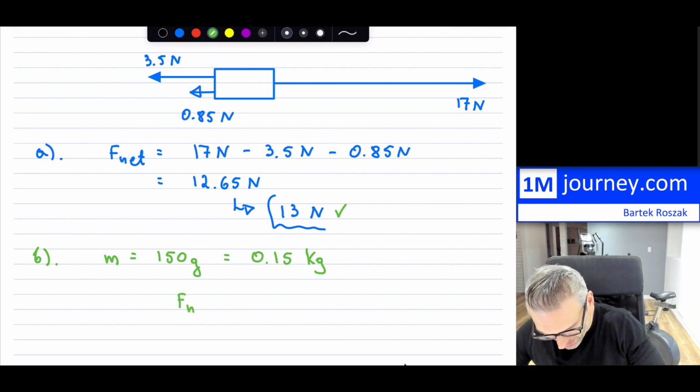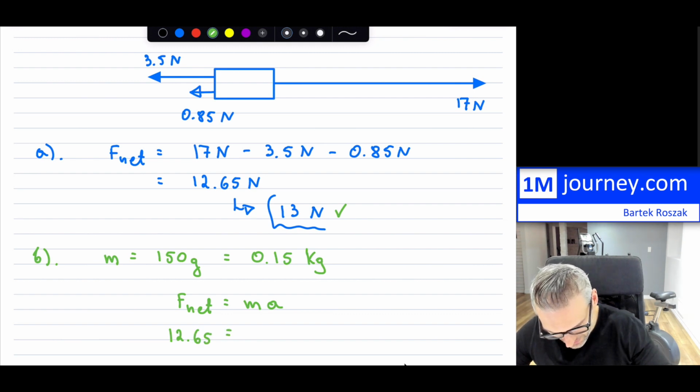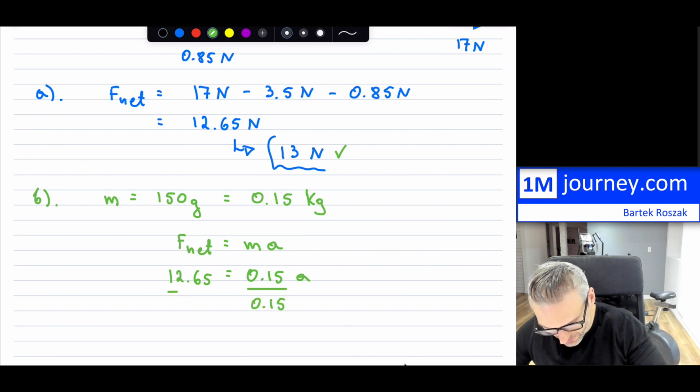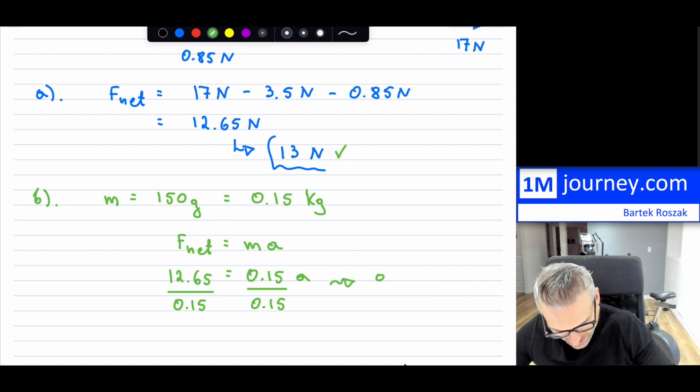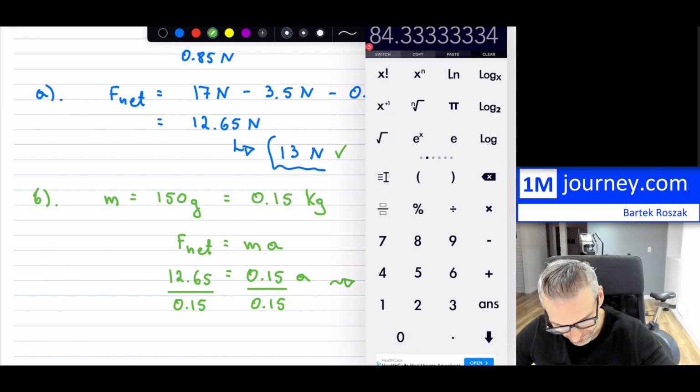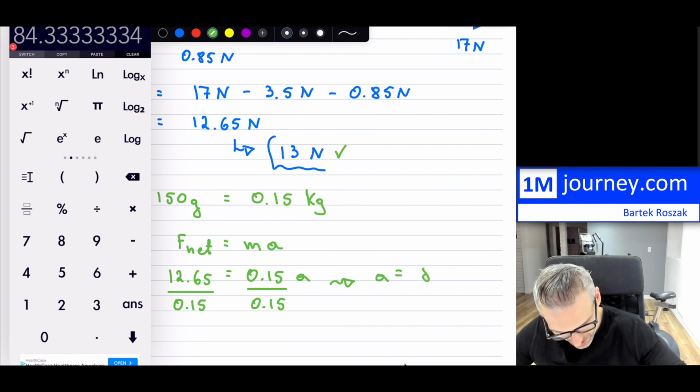You'll have F net is equal to mass times acceleration. This comes from Newton's second law. I'm going to use the unrounded figures here. So 12.65, and my mass is 0.15. Now I can solve for the acceleration. If you divide both sides by 0.15, you're going to get exactly what the acceleration is. All right, let's try it. 12.65 divided by 0.15, and that's going to be quite the acceleration.